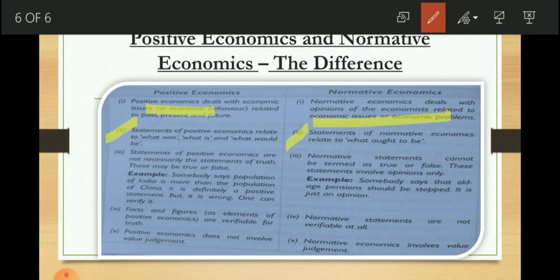One can verify it. So if someone says that the population of India is more than the population of China, it is a positive statement. We claim it. It is positive, and it can be checked with facts and figures.